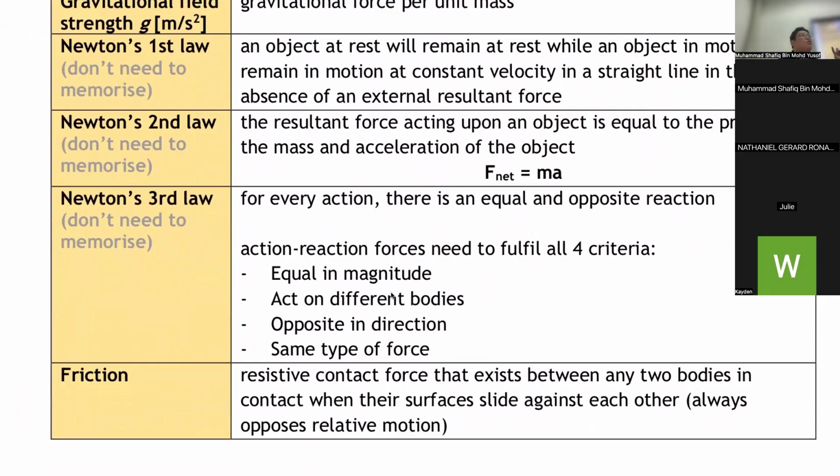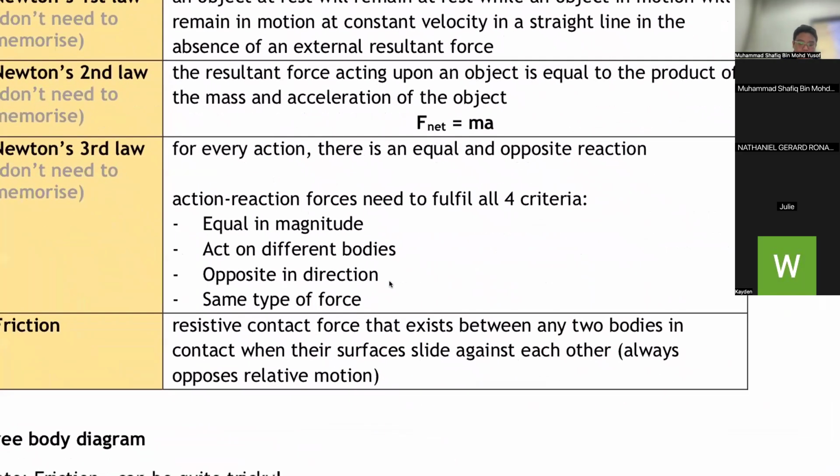But here, I need you all to be very careful about how you apply Newton's third law. Point number one, the forces are equal in magnitude, as the saying goes, and opposite in direction. Usually most students can give me these two. But the other things you must take note of: number one, they act on different bodies, and number two, they are the same type of force.